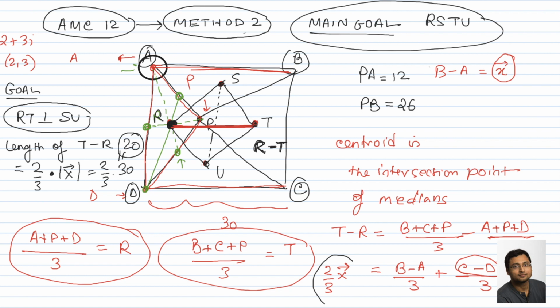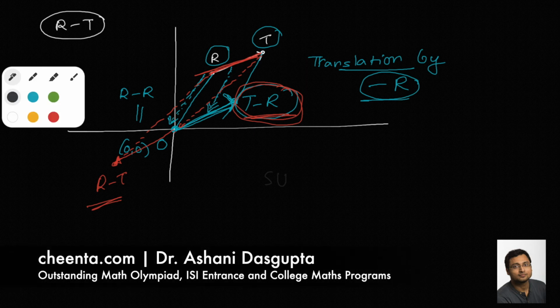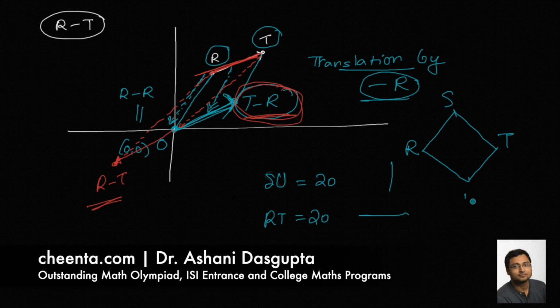So what information do we have? We know that SU is 20 and parallel to the vertical side. RT is 20 and parallel to the horizontal side. And this is the quadrilateral RSTU. We know that these two are equal and perpendicular to each other. Now, can you tell me what is the area of this quadrilateral now?